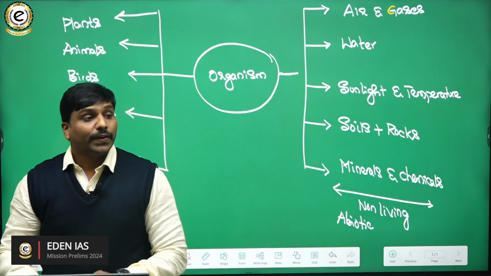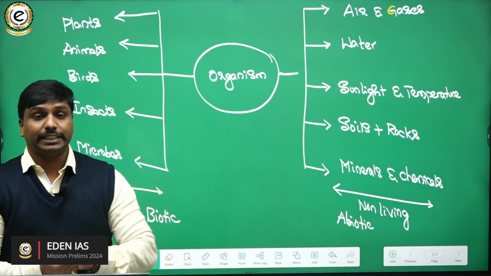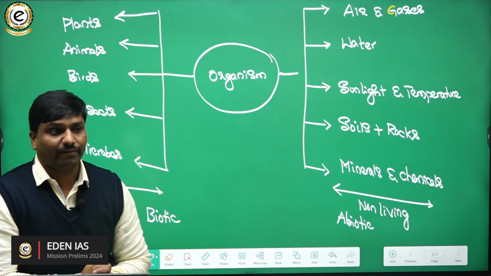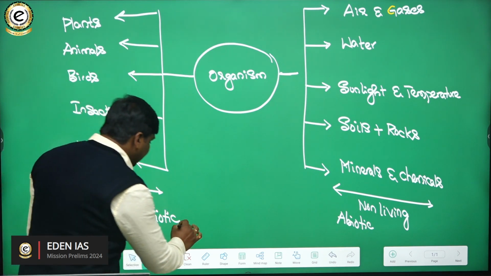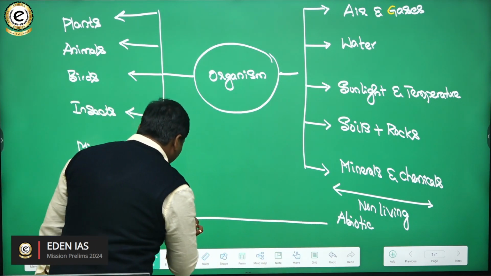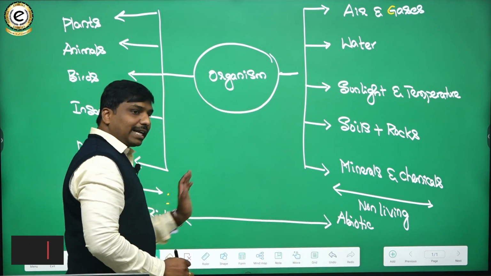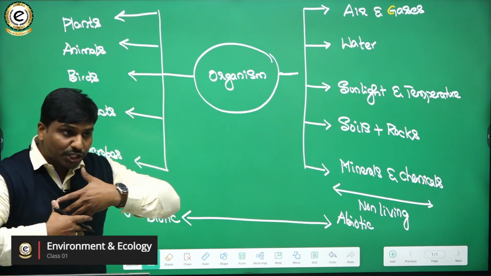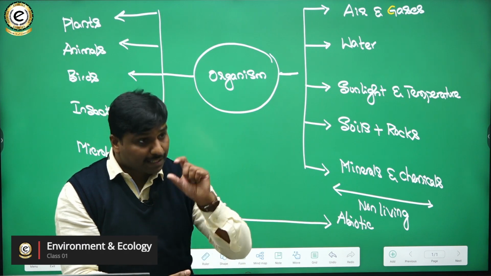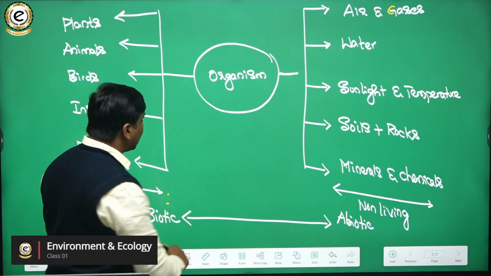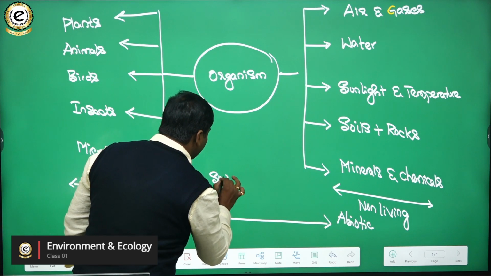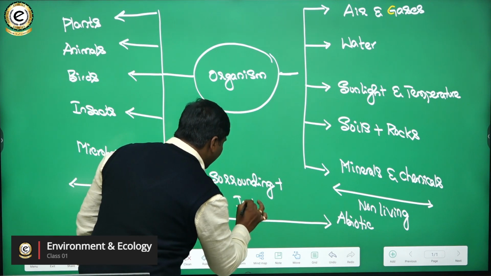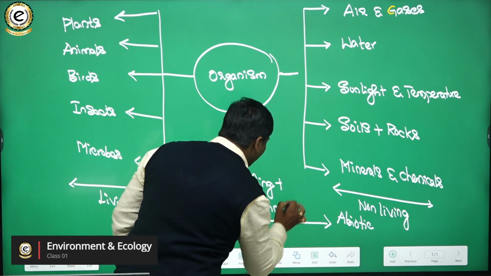Okay. So in this manner, how can we define environment? Environment means all the biotic as well as abiotic components that surround an organism and which have the potential to influence an organism. So they are not only surrounding, they also have the potential to influence. So what do we mean by potential to influence?